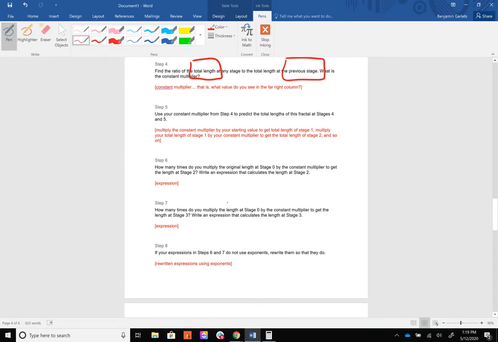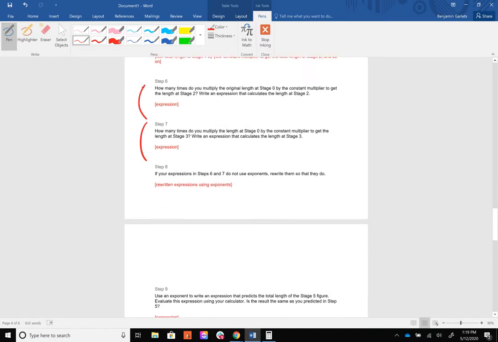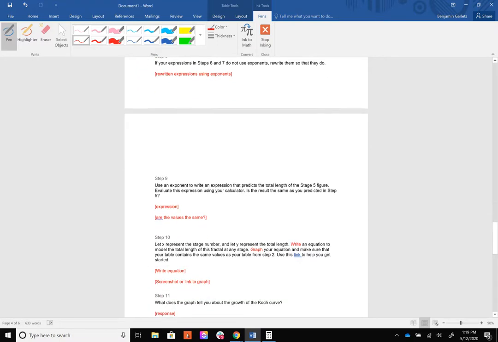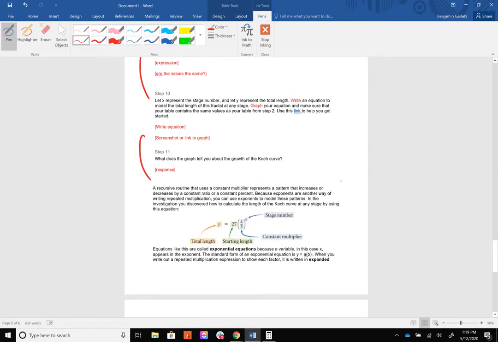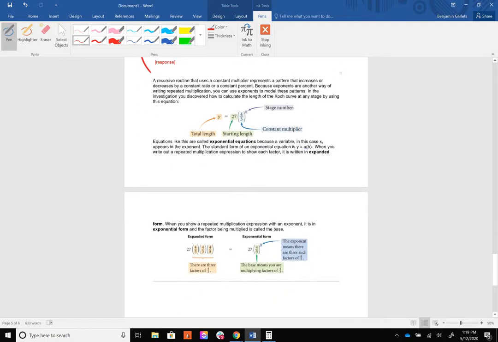And then step 6, 7, and 8, I think I might do another video for those, and I'll post that later, because that, and then steps 9, 10, and 11, really that gets into exponent land, and it talks about what these things are and how they can be used during this investigation, which helps us when we talk about something that is called an exponential function.